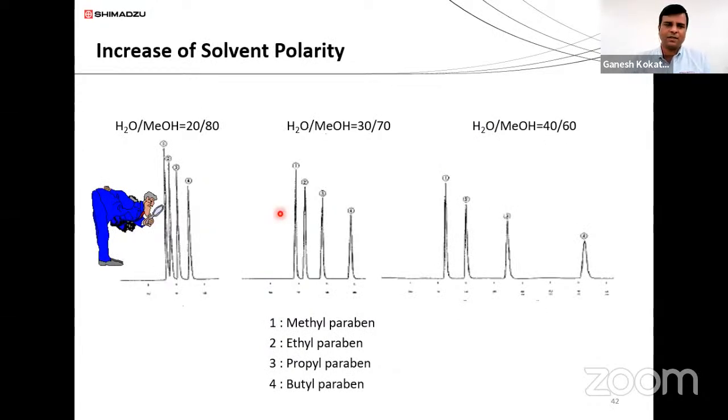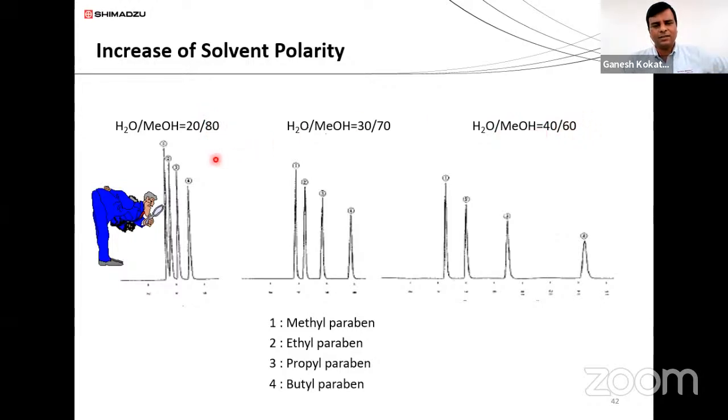So the first factor is the solvent, the mobile phase. I'm just taking an example of a standard like methyl, ethyl, propyl, or maybe butyl paraben, and a mixture of those parabens, and see the first picture of water and methanol in an 80-20 ratio. I'm just focusing on isocratic mode. So water is 20% and methanol is 80%. And in the last one, water is 40% and methanol is 60%.